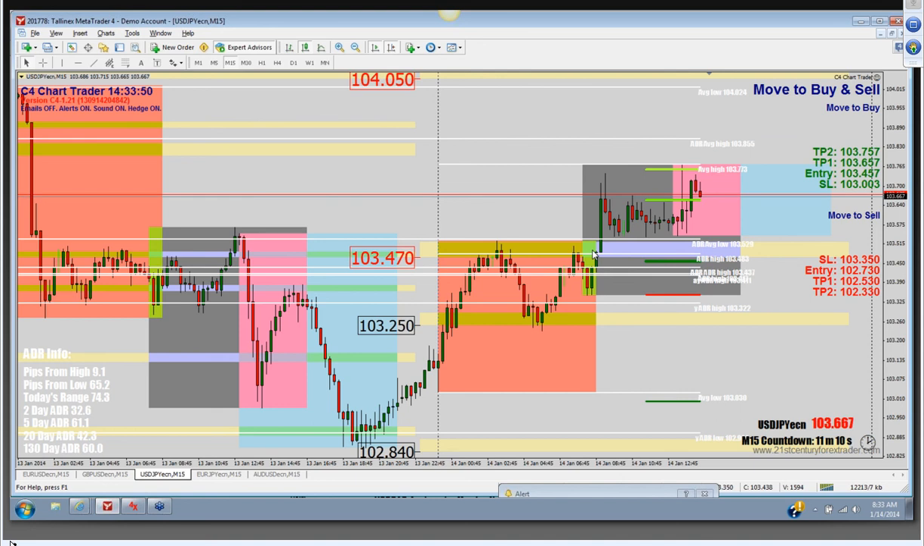Average daily range. Well, today we've moved 75 pips, and this is another currency that we know typically moves in that 80 plus pip range.